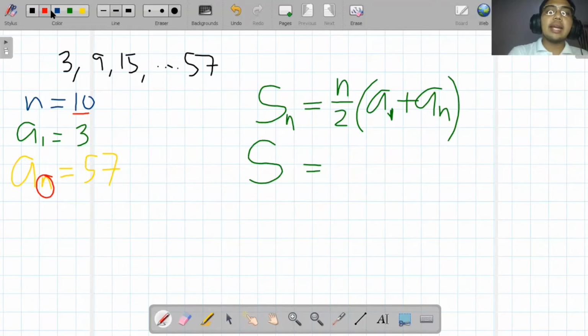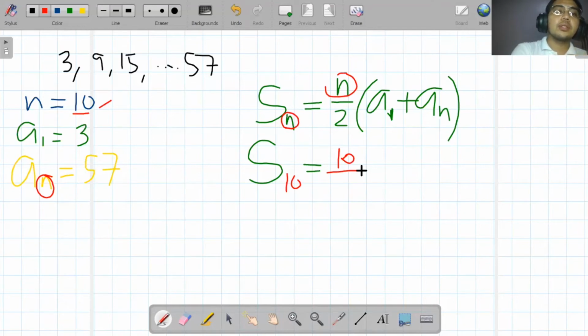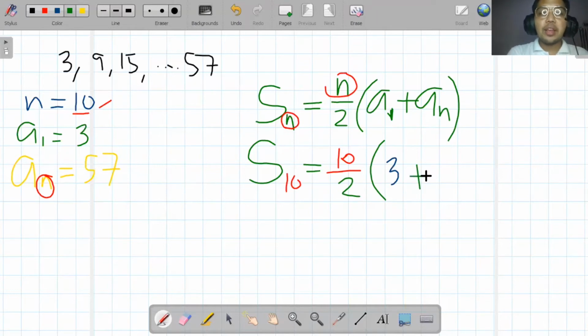And then, substitute. Since we computed our n here, we'll have 10 over 2 times our a sub 1, which is equal to 3, and then plus our a sub n, or the last term in this case, which is 57. Simplify.